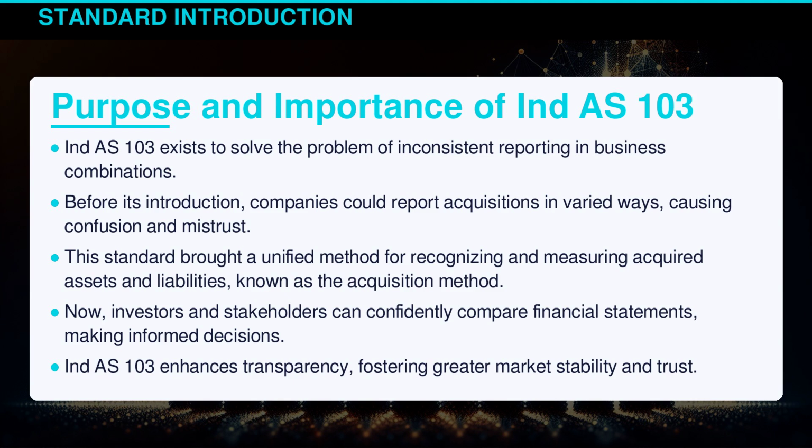Indian Accounting Standard 103 exists to solve the problem of inconsistent reporting in business combinations. Before its introduction, companies could report acquisitions in varied ways, causing confusion and mistrust. This standard brought a unified method for recognizing and measuring acquired assets and liabilities, known as the acquisition method. Now, investors and stakeholders can confidently compare financial statements, making informed decisions. Indian Accounting Standard 103 enhances transparency, fostering greater market stability and trust.